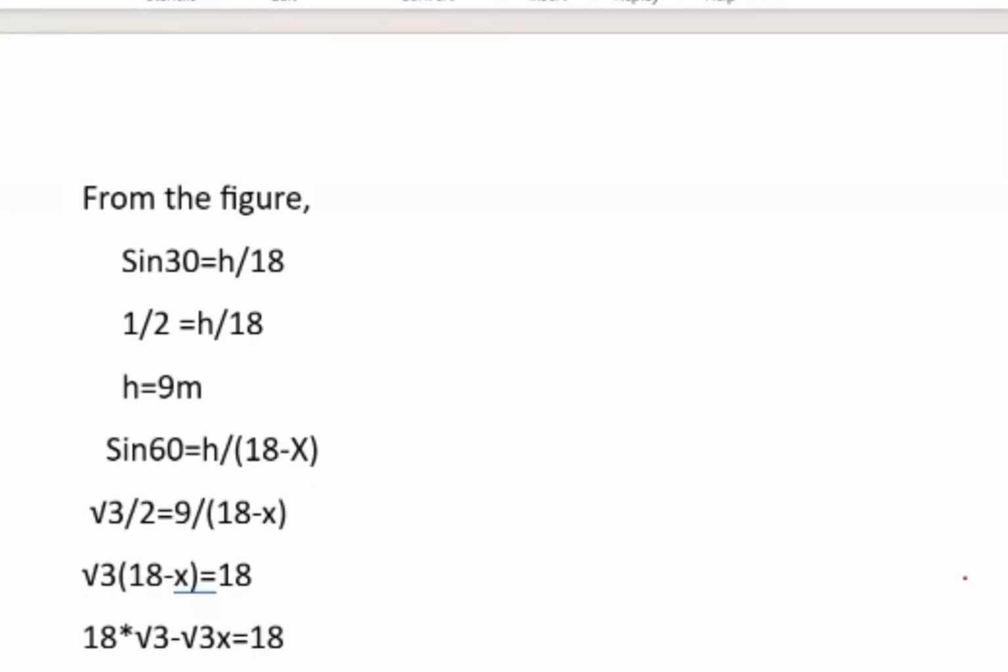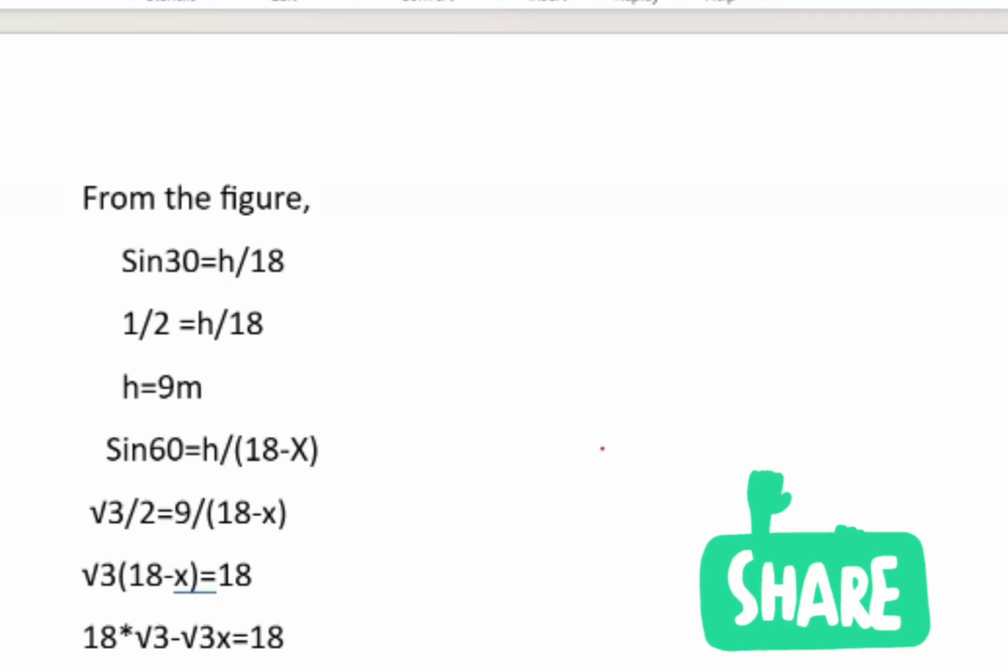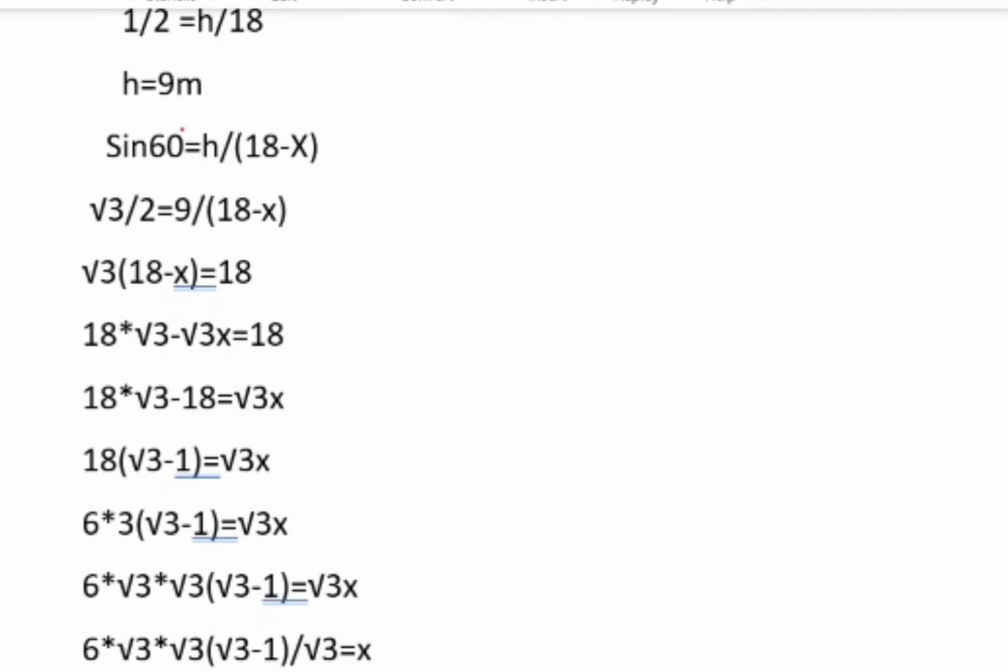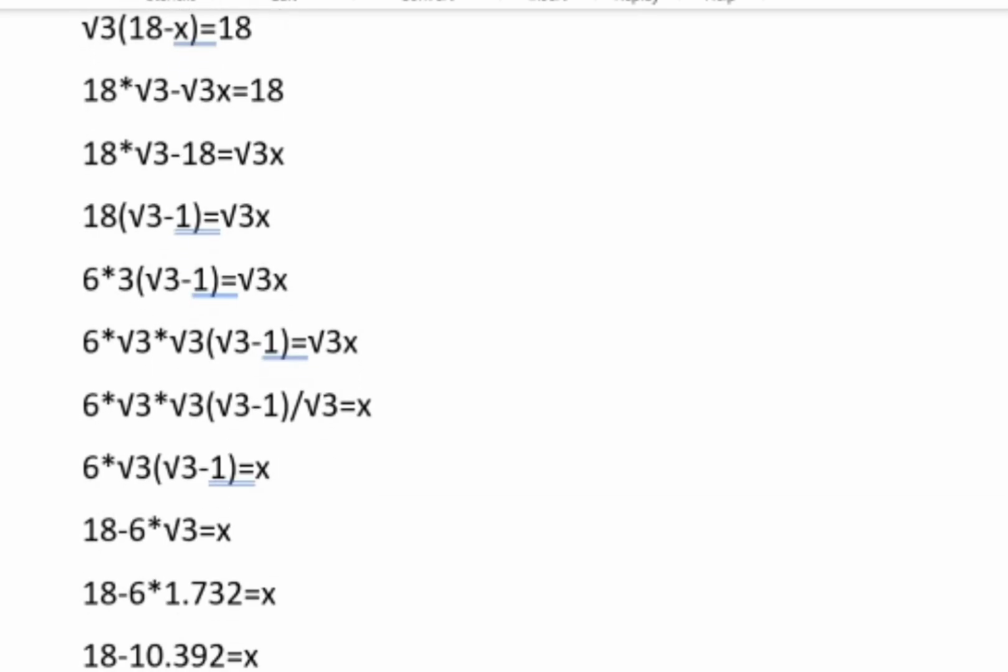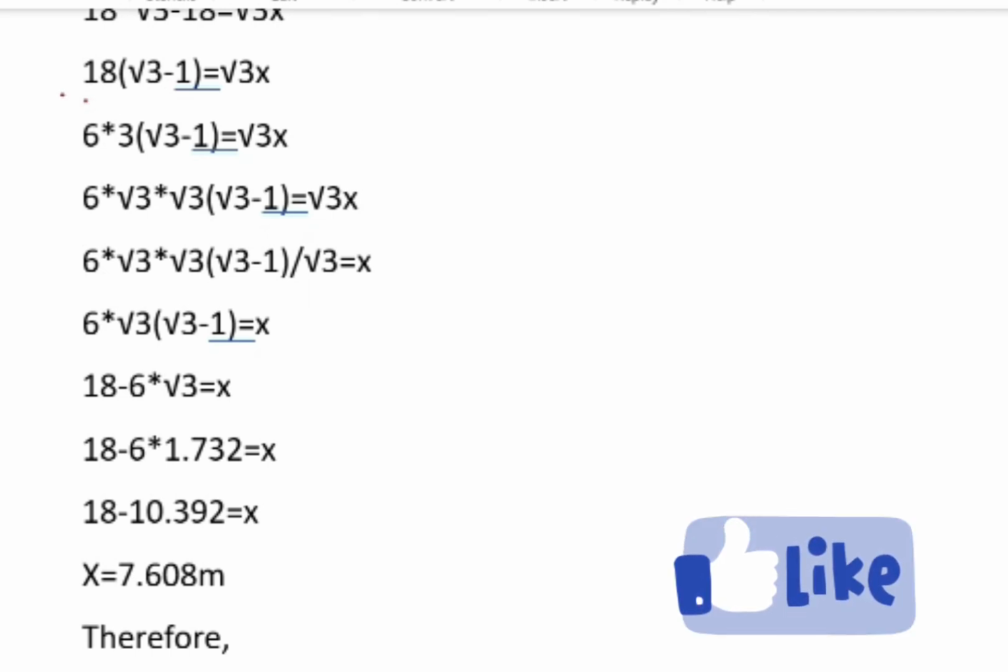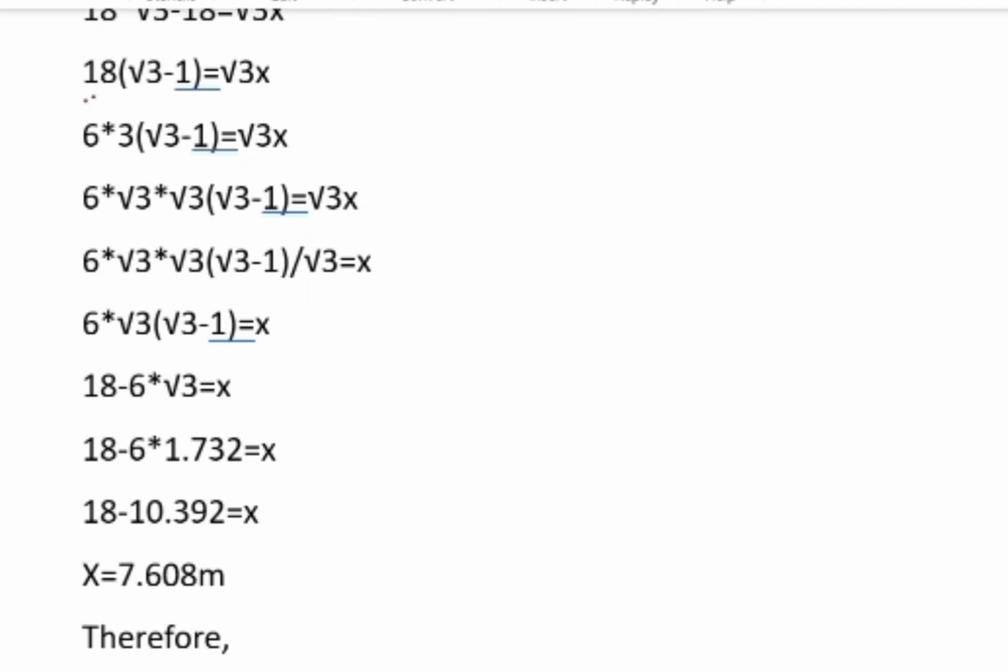Next, sin 60 degrees is equal to h by 18 minus x. Root 3 by 2 is equal to 9 by 18 minus x. If we cross multiply, we will get 18 root 3 minus 18 is equal to root 3 x. So take 18 common. You will get 18 into root 3 minus 1 is equal to root 3 x. If we write 18 in terms of 6 into 3, and 3 in terms of root 3, all those get cancelled. You will get 18 minus 6 root 3 is equal to x.